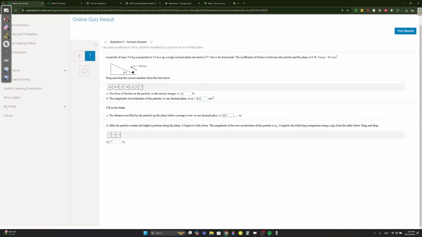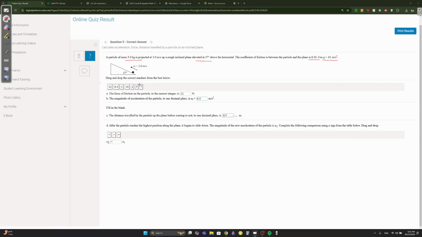Question 5. This one needs a bit of thinking. A particle of mass 5 kg is projected at 3 meters per second up a rough inclined plane at 37 degrees above the horizontal. The coefficient of friction between the particle and the plane is 0.3. Use g equals 10.